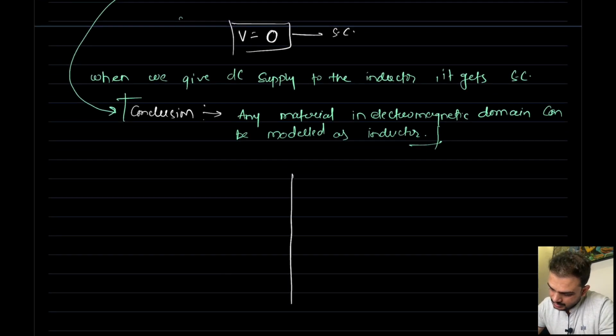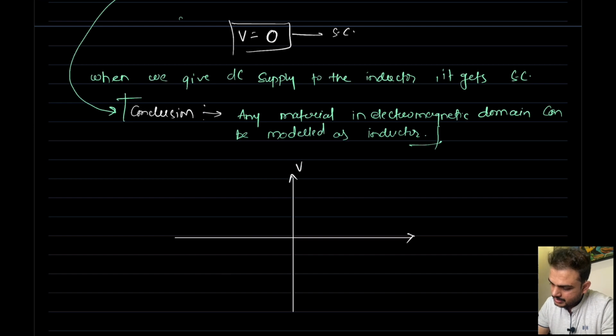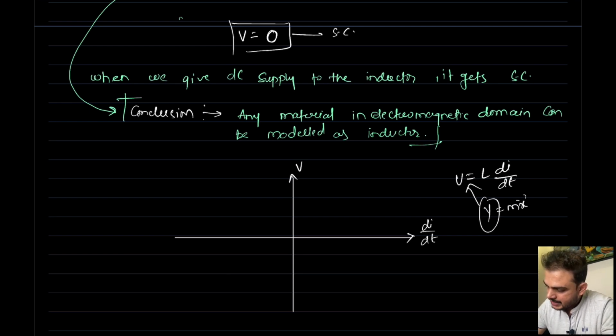Now let's see the VI characteristic of the inductor. This is my y axis, this is my x axis. The y axis is V, and the x axis is di by dt, because we know that V is equal to L di by dt, and according to y is equal to mx, this is y, this x is di by dt, and my slope m is representing L. So this is my slope.